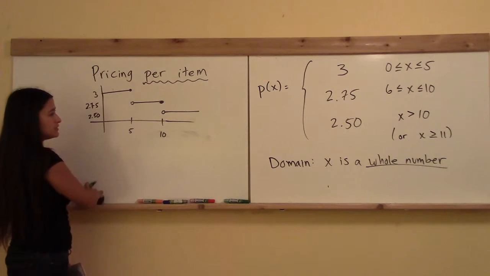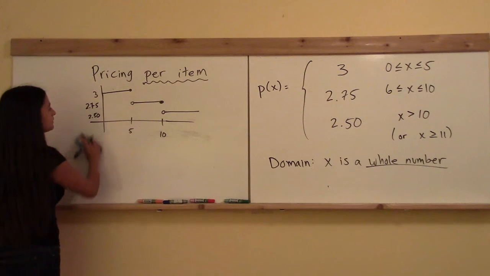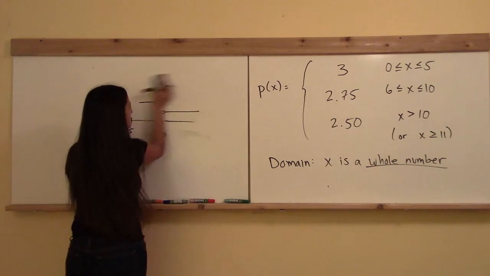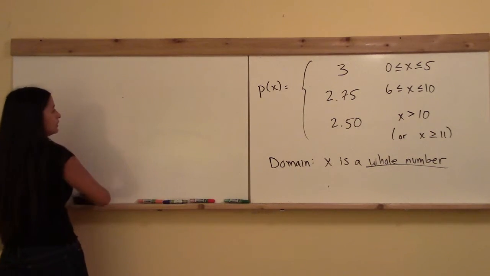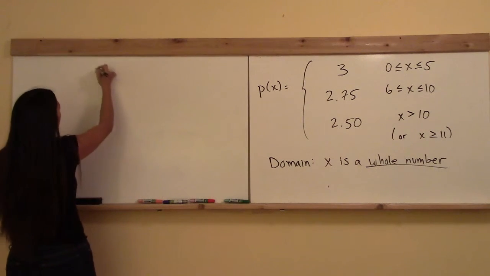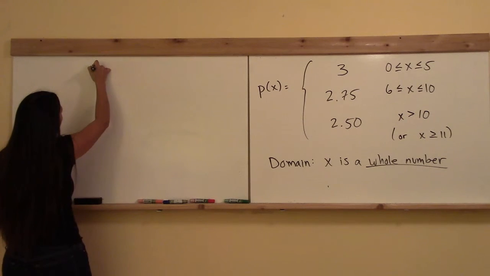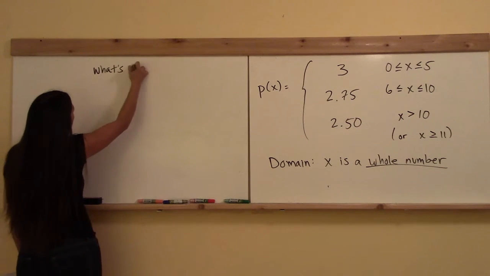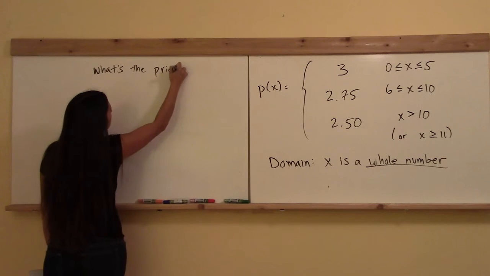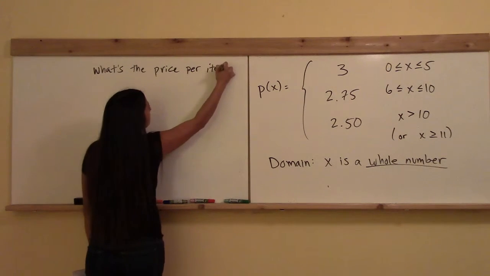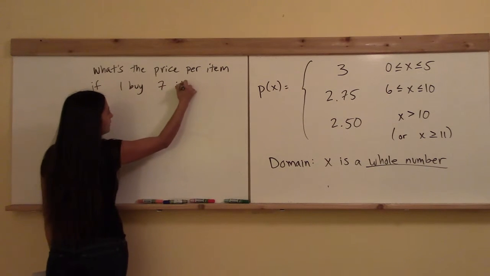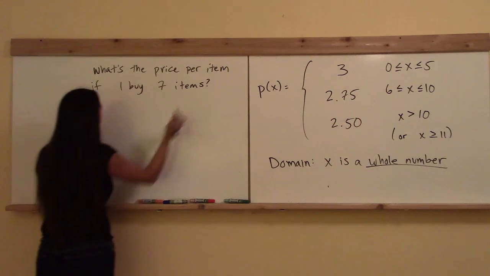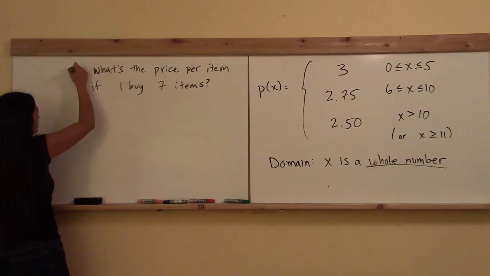Okay, so let's take this piecewise defined function, and I'm going to test you a little bit. This is going to be similar to what you're going to see on your upcoming midterm. There's a question like this. What's the price per item if I buy, let's say, 7 items? Okay, so try to answer that question. I'll call that question A.